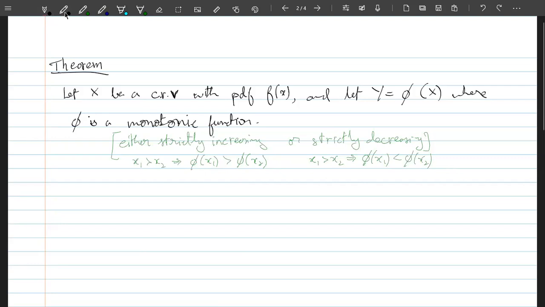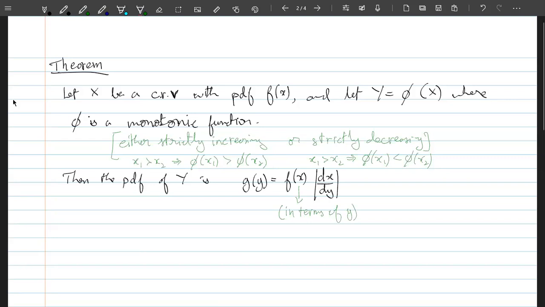The statement of the theorem is, suppose this is the case, then the PDF of y is equal to the PDF of x multiplied by modulus of dx by dy, where it is understood that this is f of x written in terms of y. Okay, so we'll quickly prove this.